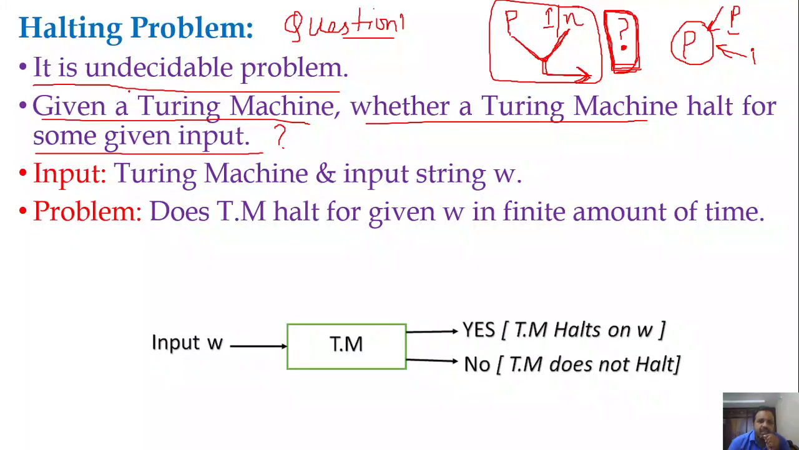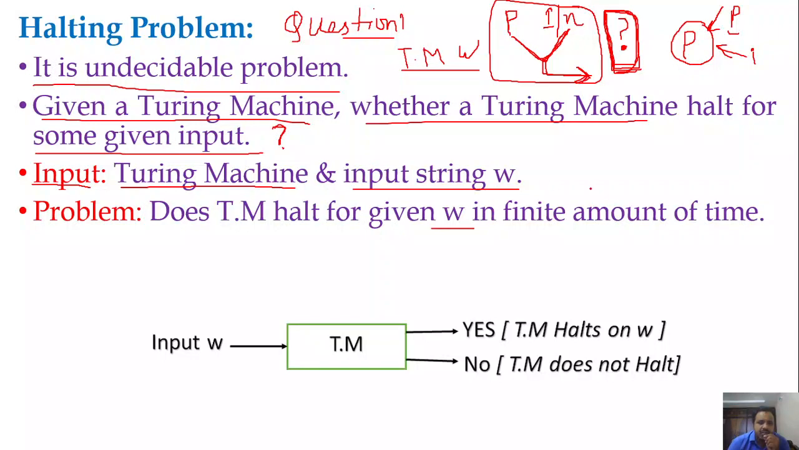So this is the same. We are just relating the problem to a Turing machine, right? So given a Turing machine along with some input W, does it halt or enter into an infinite loop? This question is considered the halting problem. So what is the input that we have to give? The input could be a Turing machine along with an input string W. Does the Turing machine halt for a given string W in a finite amount of time?